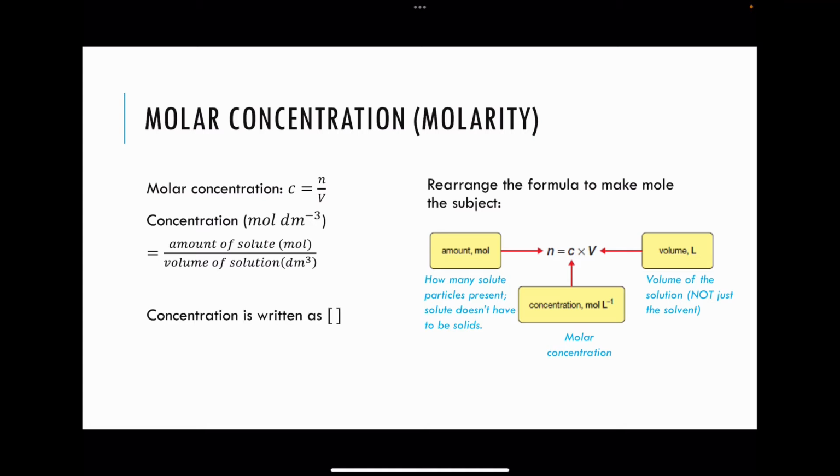Concentration in IB chemistry is often expressed in square brackets. So for example, if we write square brackets around hydrogen cation, that means concentration of hydrogen cation in a particular solution.